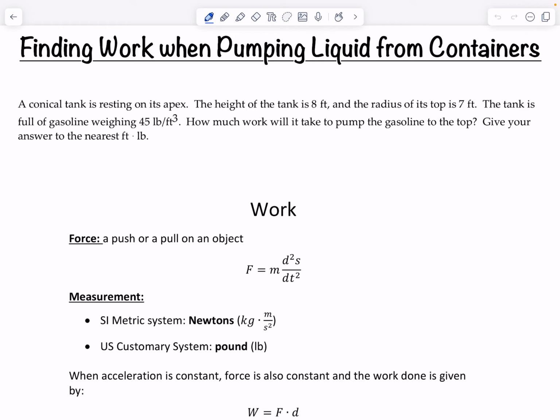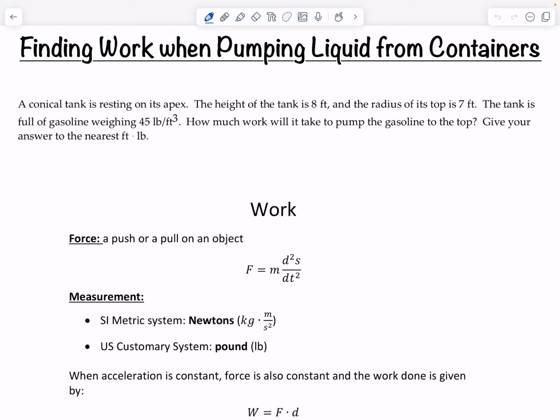In this video, we're going to learn how to solve problems involving work, in particular, finding the work when you're pumping liquid from containers. I know it's such a specific sort of circumstance, but it comes up in calculus and it can be really tricky. So I wanted to make a whole video dedicated to this topic.